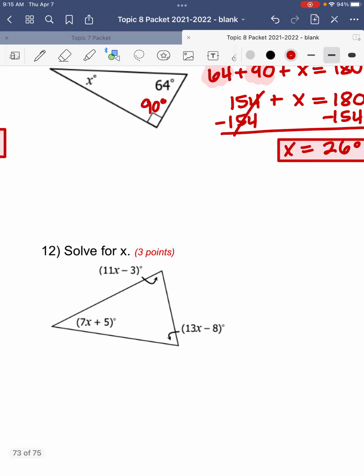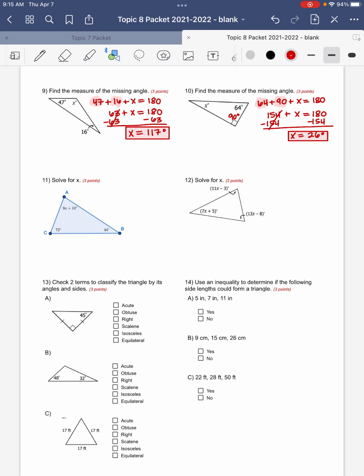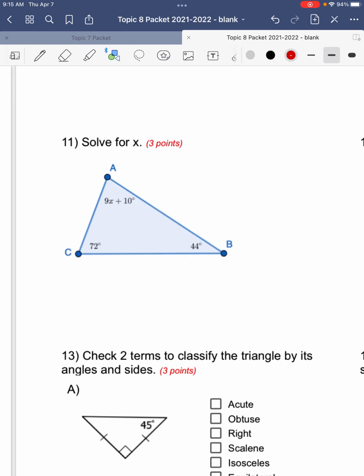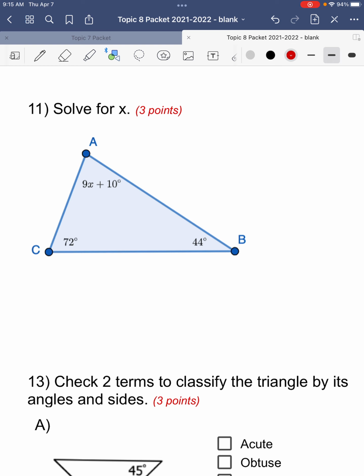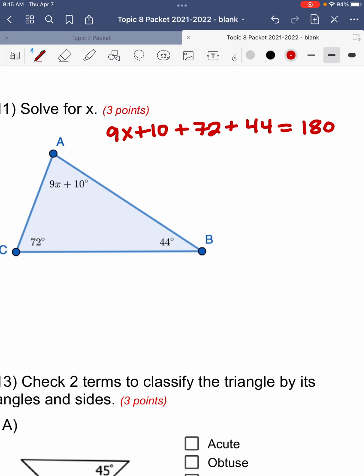Okay, moving on to numbers 11 and 12. So this time we're going to solve for x. So in number 11, I'm given 2 angle measures, but then I've got this expression 9x plus 10 for my third angle measure. So I've got to solve for that x. So the way I'm going to set this up is 9x plus 10 plus 72 degrees plus 44 degrees all equals 180 degrees, right?